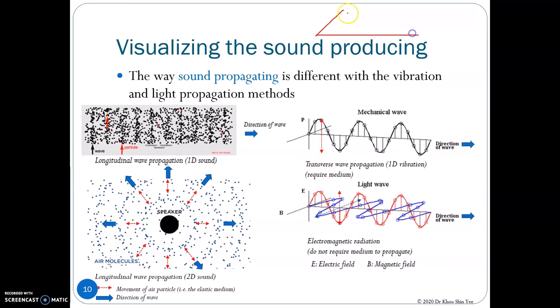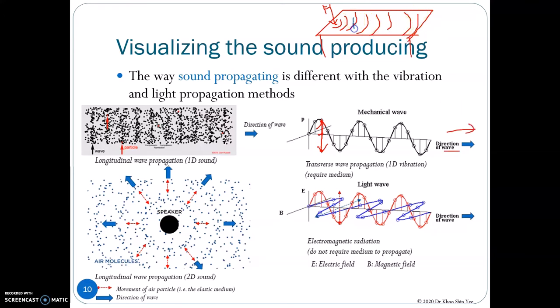For example, imagine you have a table here where you give an impact force to the table at this location. So the vibration of the specific particle here will move up and down, like this case. At this position, the particle of the table is moving up and down. But you can see that the vibration wave is propagated through the table in this direction.